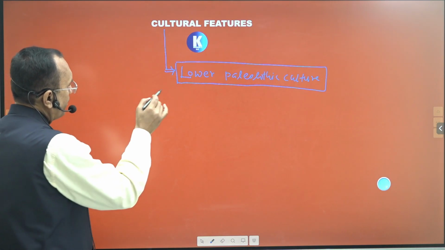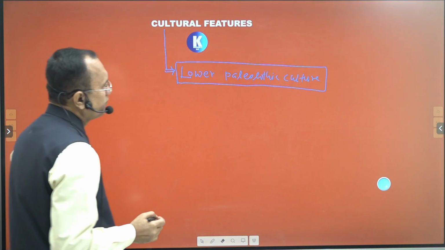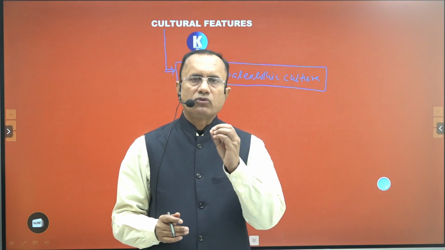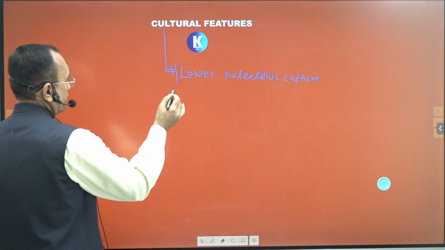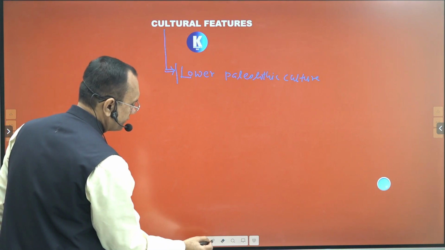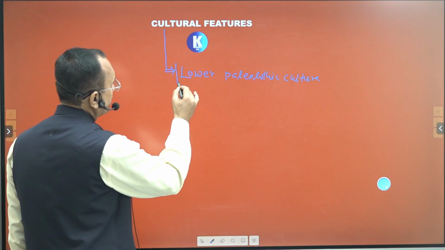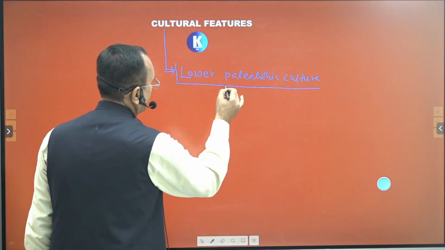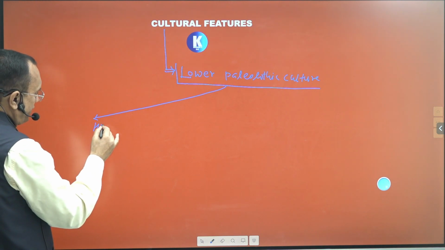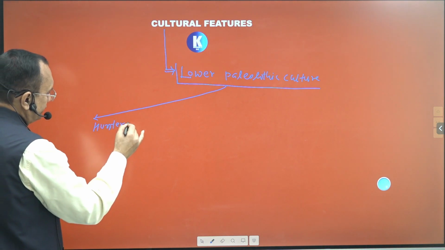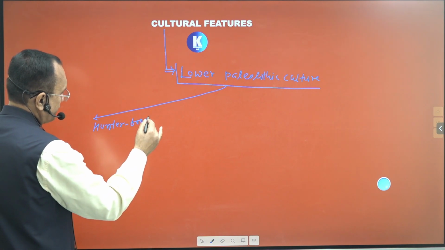So what happened in the Lower Paleolithic culture? Because that was related with the Lower Paleolithic culture, here you have to write about some important features related to the Lower Paleolithic culture. First important thing is that he was a hunter, food gatherer, right?